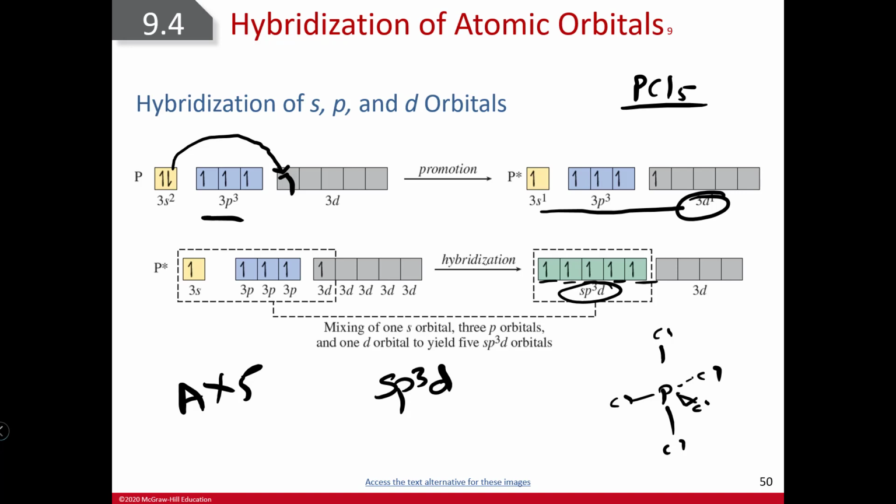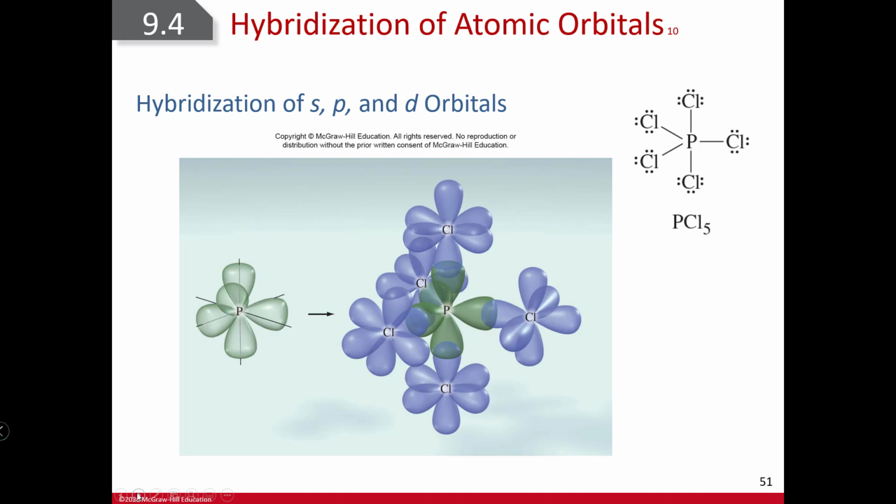And so if we have AX5 for our categorization, then we know that it's trigonal bipyramidal. Trigonal bipyramidal. All right, there it is. Classic example, phosphorus pentachloride.